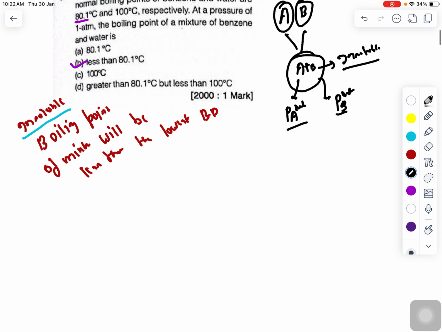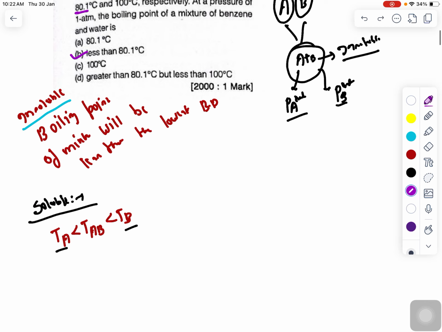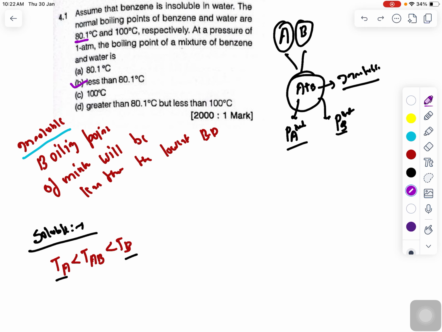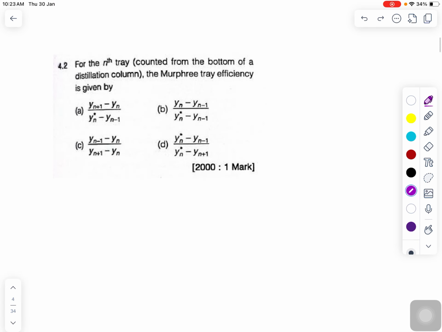But when it comes to the soluble case, the boiling point of the mixture is, let's say, Ta is less than Tab is less than Tb. So this is the lowest boiling point, and this one is the highest boiling point. So the boiling point of the mixture will be in between the highest and lowest, right? This is the case that you have to understand, when it is soluble and when it is insoluble. In case of insoluble, it will be lower than the lowest one, and when it is soluble, then it will be in between.